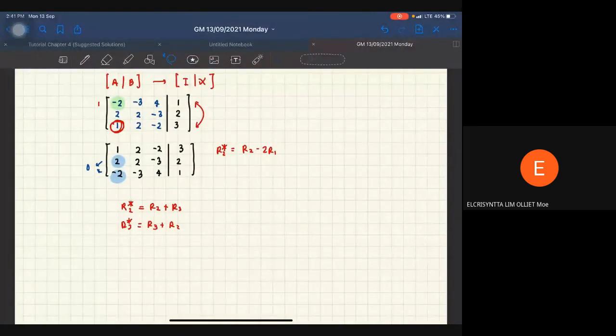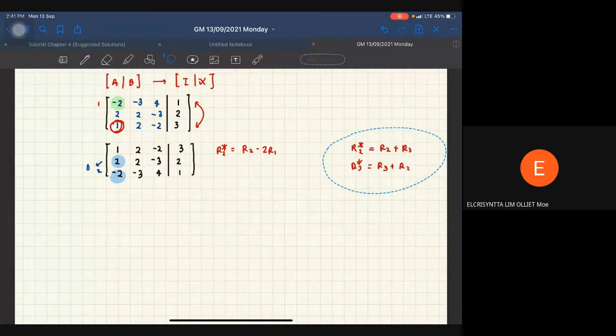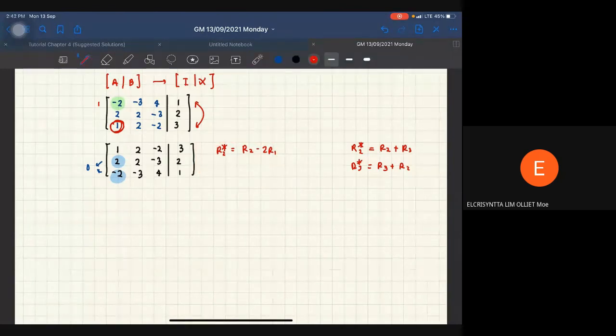Alright, so kita sambung. Okay, so itu adalah this one is for our second new row. Our new second row. Okay, sorry. Okay, and then untuk third row yang baru, R3 is equals to R3 tambah 2 R1. Betul tak this one? Betul. Okay, so alright.